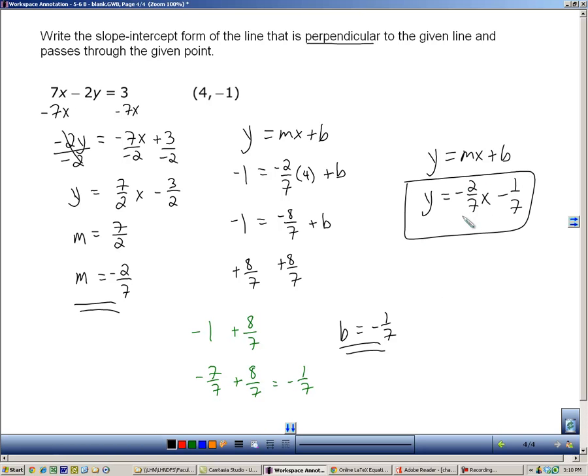So let's see. Here's my equation. It's got a slope of negative 2 over 7, and that is perpendicular to the slope of 7 over 2, positive, because they're opposite reciprocals. So this is a line that's perpendicular to the given line.